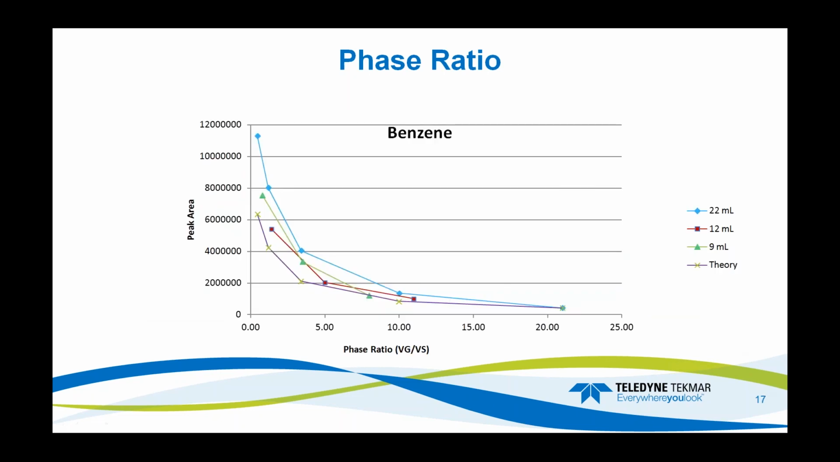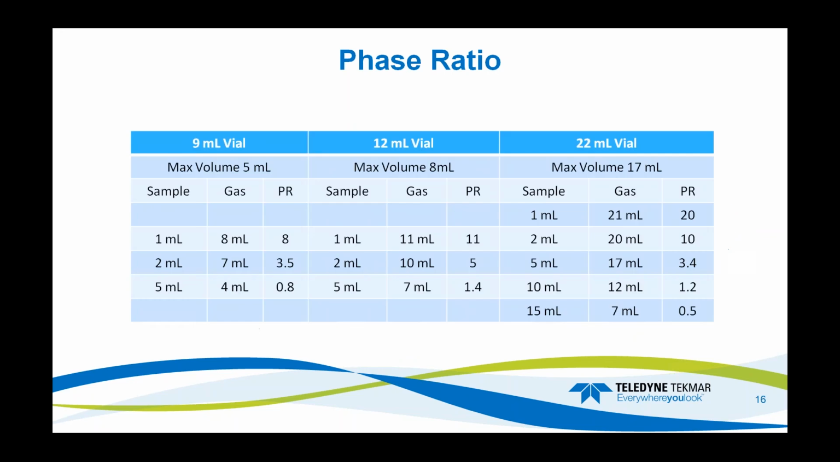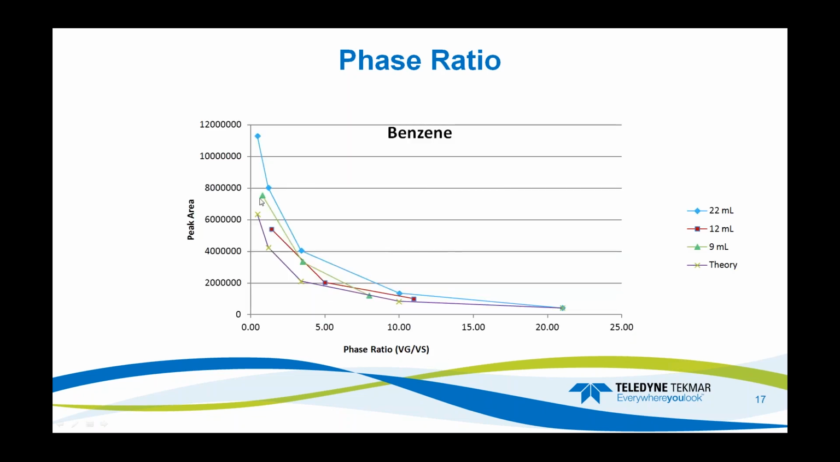Looking at benzene, we can see that you do get a drastic increase in the detection limit with these phase ratios. I've included the theory because we had this higher concentration in each vial, but as you can see, there's a drastic difference here. Now, thinking about this, if you are unlimited on samples, we suggest the 22 mil vial. However, if you have smaller sample sizes, say 2 mils, you can use the same phase ratio as 5 mils in a 22 mil vial and get reasonable results.